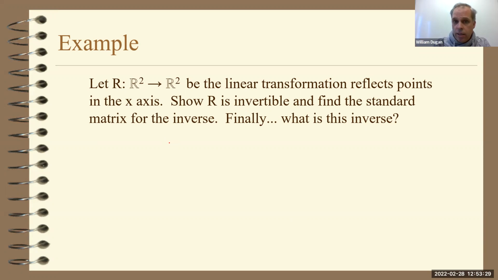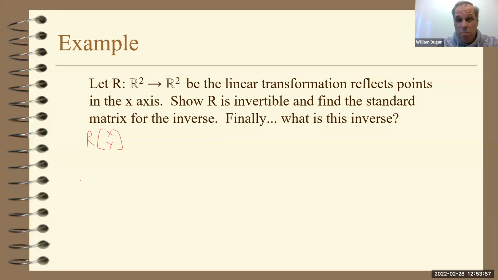Let's say that the linear transformation reflects points in the x-axis. I'm going to show you that it is invertible. And then I'll show you the standard matrix of that inverse. And then I'll show you what that transformation actually is. It should be pretty obvious, but let's start off by assuming that this thing actually is a linear transformation, to make our life a little easier. If it is a linear transformation, then let's figure out how it would map things.